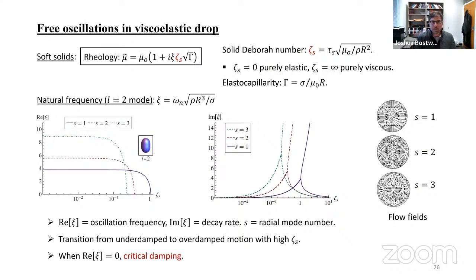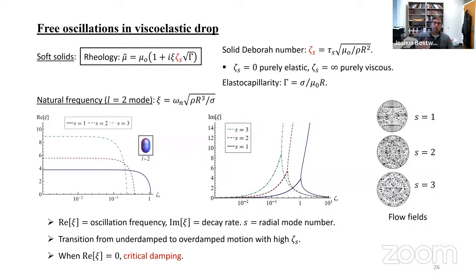So what I really wanted to get to is to see how we might apply the technique that we introduced before for the drop vibration rheometer to a viscoelastic drop. When you look at a viscoelastic drop, we can consider the case of the Kelvin-Voigt model with rheology given up here. Here, zeta s is the non-dimensional version of tau s. It basically plays the role of a solid Deborah number, and has limits: zeta s equals 0, which is like the purely elastic limit, and zeta s equals infinity, which is like the purely viscous limit.